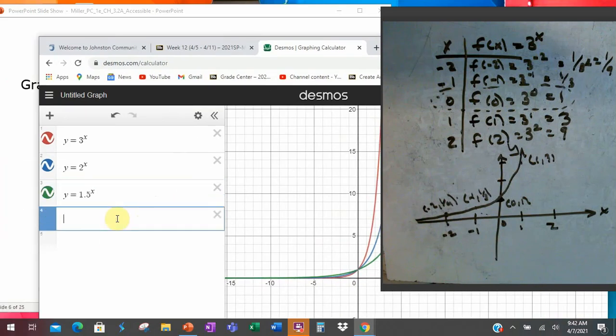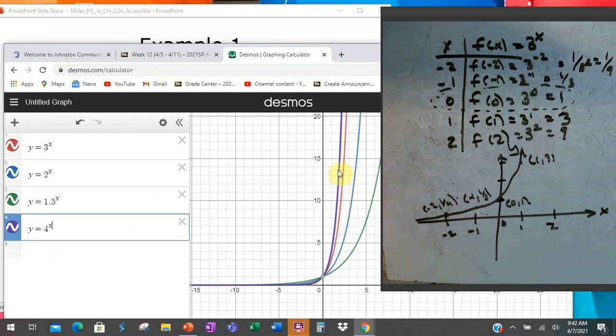Okay, but if you have something like, let's go y is equal to 4 to the x. We're going to start out faster, or we're going to grow faster. Okay, but notice that they all go through 0, 1 right there. 4 to the 0 is 1, 1.5 to the 0 is 1. This can be any real number.